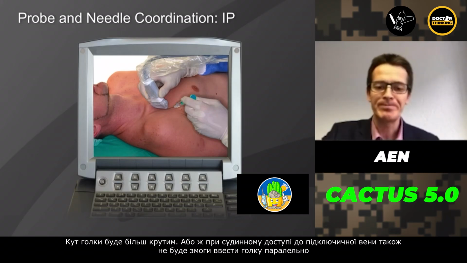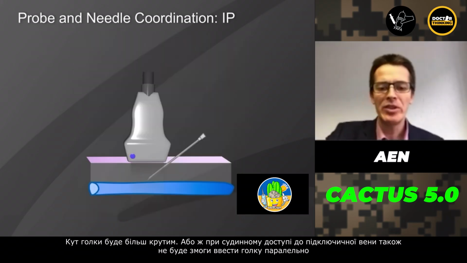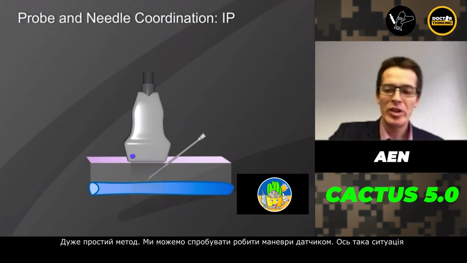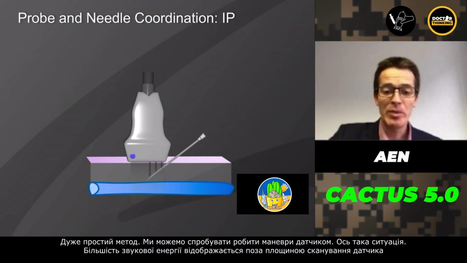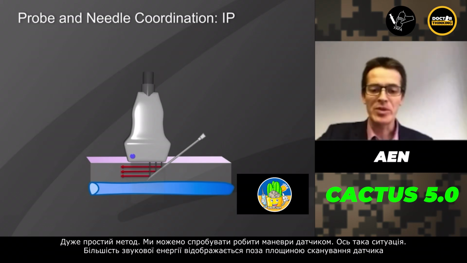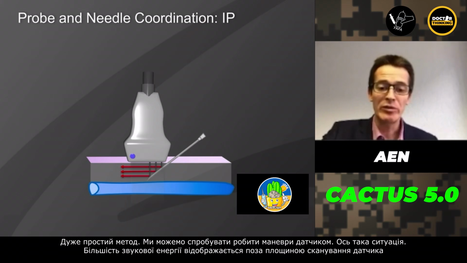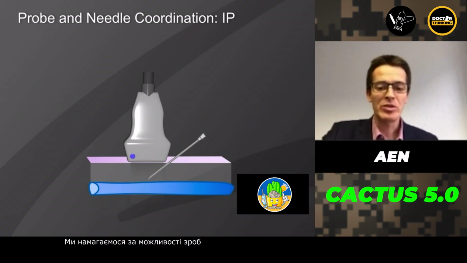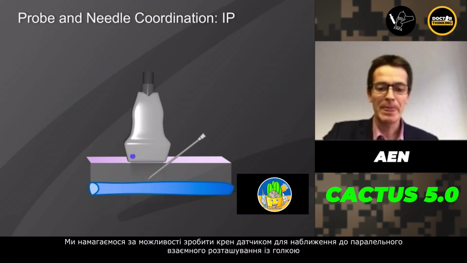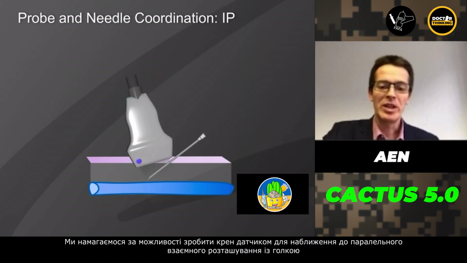So what do we do? As a very simple method, we can try to work with our probe. So this is probe handling again. This is the situation: most of the sound energy is being reflected away from the probe. So whenever it is possible anatomically, we slightly put emphasis on one corner of the probe to have a more parallel course of the needle in relation to the footprint, and hence we get better sound reflection.